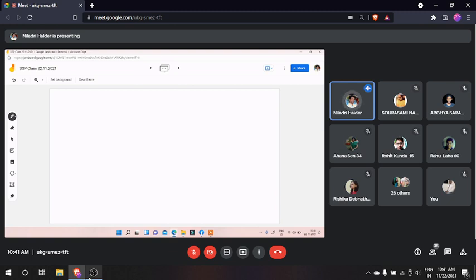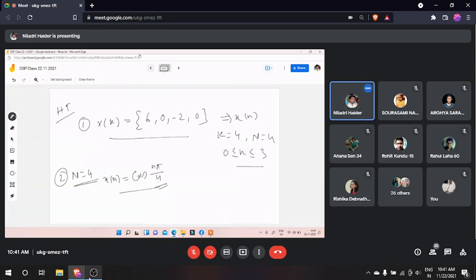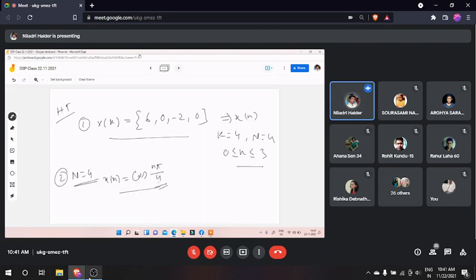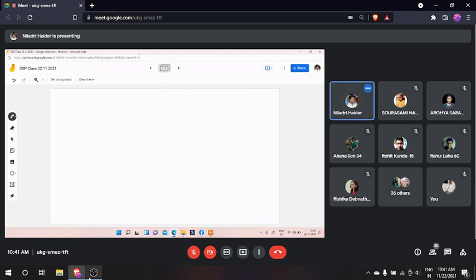So you can do it here if you can represent all the values that you are getting, X1, X0, X2, if you can represent all the values in a matrix format, like that.